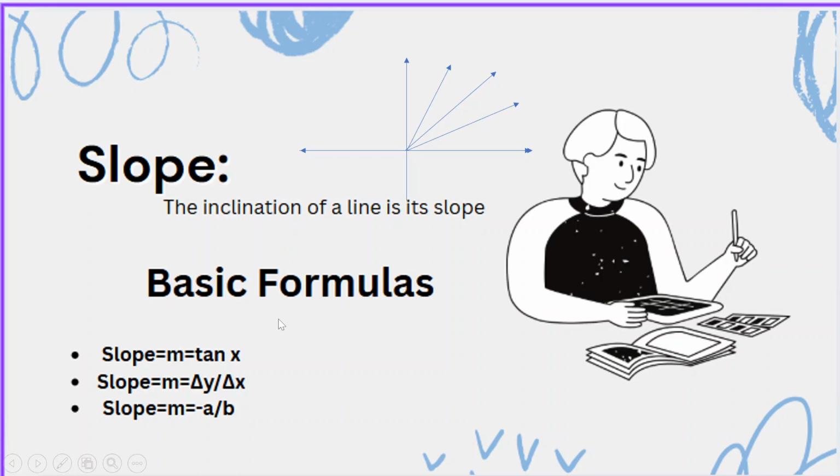And there are basic formulas to derive the slope. First of all, if we are given any angle x, we can calculate the slope using the formula m is equal to tan of x. Similarly, if we are given 2 points through which the line passes, we can calculate the slope using the formula delta y over delta x. And if we are given the equation of the line, then we can calculate the slope using m is equal to minus a over b, where a is the coefficient of x and b is the coefficient of y.